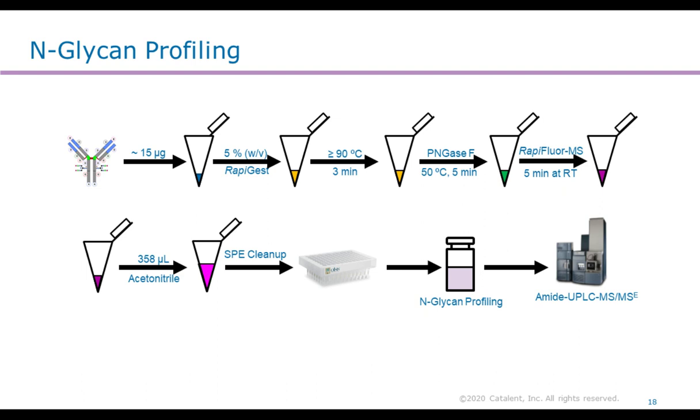So we start with the glycoprotein, and we denature it using the Waters RapiGest reagent. We add PNGase F to remove the N-glycans from the glycoprotein, and then derivatize the released N-glycans using this RapiFluor-MS reagent. We quench the reaction by diluting with acetonitrile, and then we use a HILIC solid phase extraction plate to remove the excess RapiFluor reagent. The eluted N-glycans that are derivatized now, we can then analyze them directly on an amide column attached to our UPLC system. We can use MS or MS/MS analysis for that type of test.